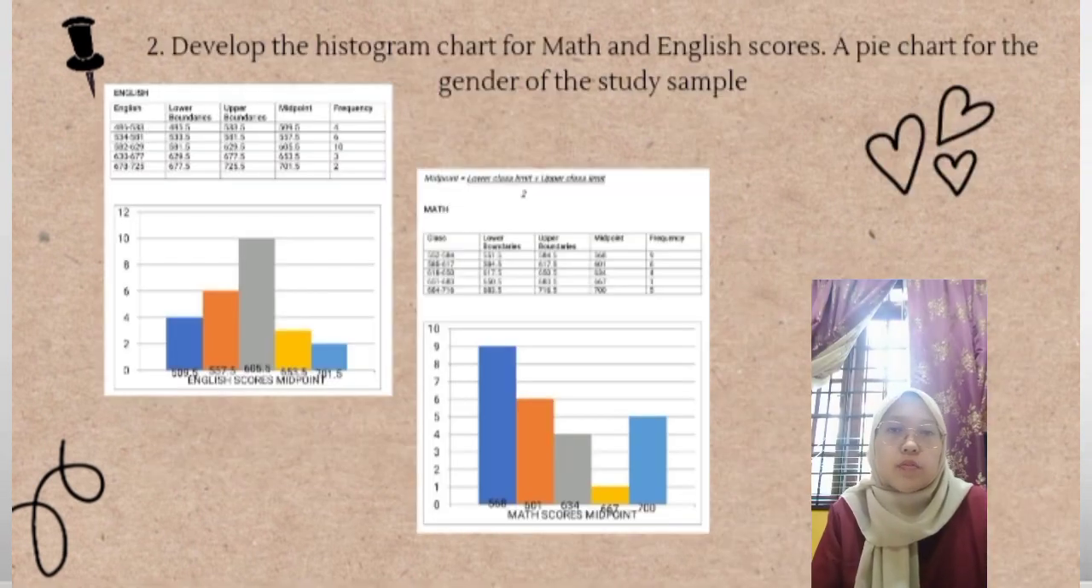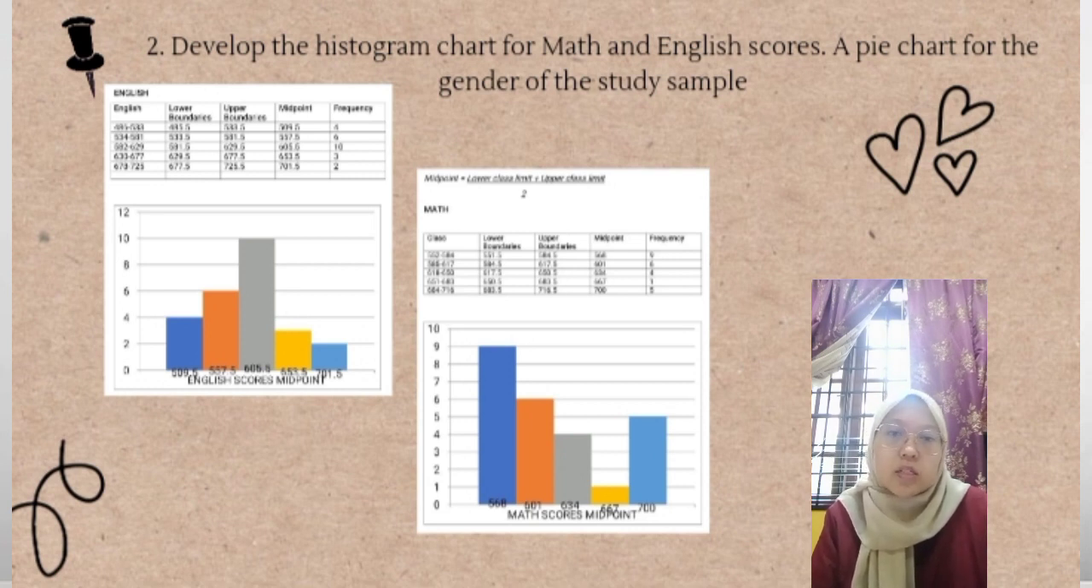Next, I solve question number 2 by using the midpoint formula, which is the lower class limit plus the upper class limit, then divided by 2, to make a histogram chart for math. This histogram chart uses midpoint and frequency. In this chart, it can be seen that the highest frequency for the math score is at the midpoint of 667.